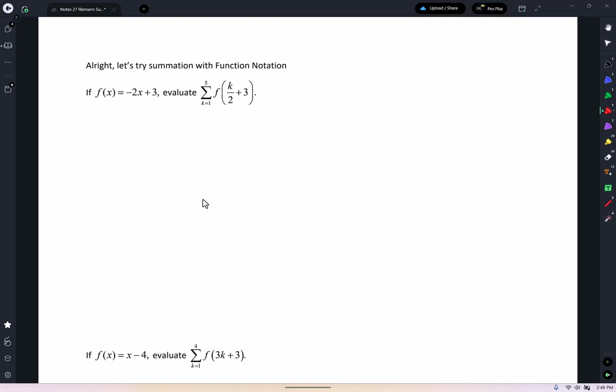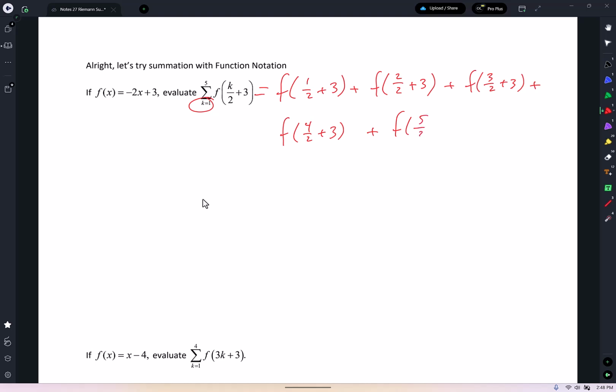Relax. We're good. This means let's just start at 1 and approach 5. f of 1/2 plus 3, plus f, and I'll write it out. 2 over 2 I know is 1, guys, but I'm going to write it out so you can see what I'm doing. Plus f of 3 over 2 plus 3, plus f of 4 over 2 plus 3, plus f of 5 over 2 plus 3. Let's see if we can do this really quick.